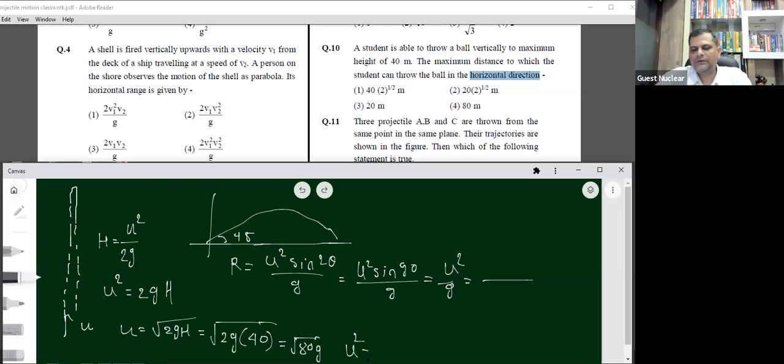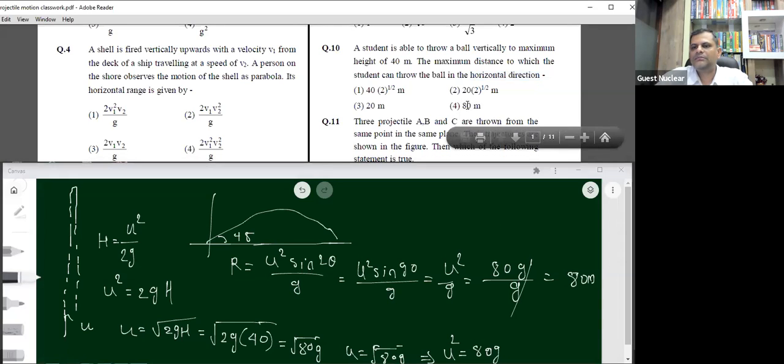तो अगर u का वैल्यू रूट ऑफ 80g के बराबर है तो फिर u स्क्वायर का वैल्यू कितना होगा? u स्क्वायर का वैल्यू होगा 80g के बराबर। तो अगर ये 80g हमने यहाँ पे डाल दिया u स्क्वायर के बदले, तो वो आ जाएगा 80g अपॉन g as it is, so that this g gets cancelled and we'll be left with 80 meter as a final answer, that is given here, right, in the option number 4.